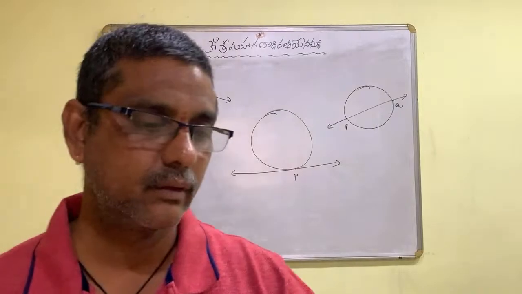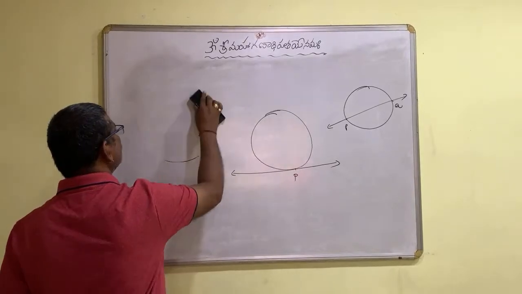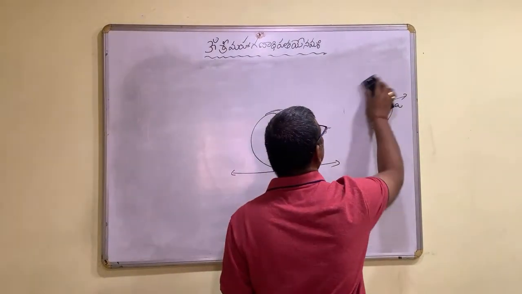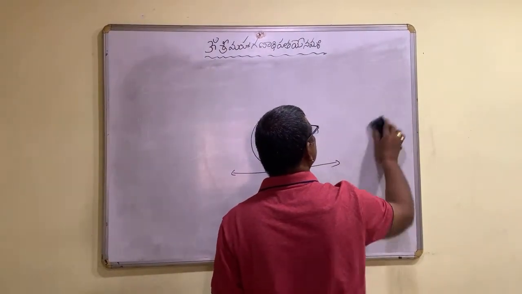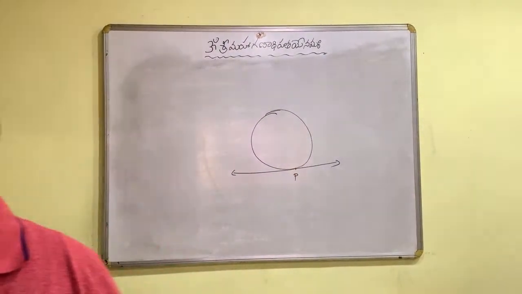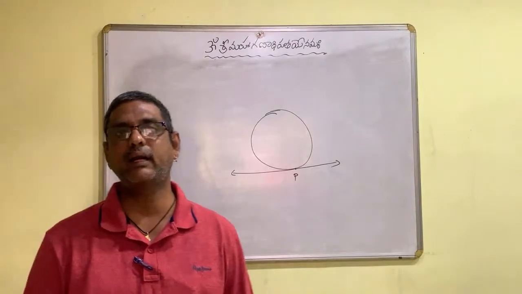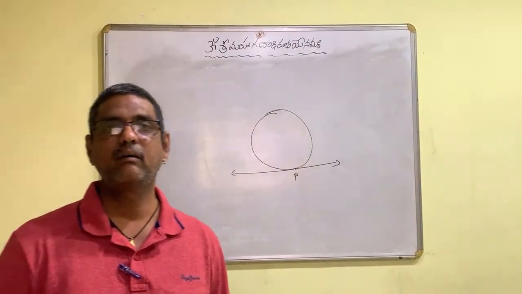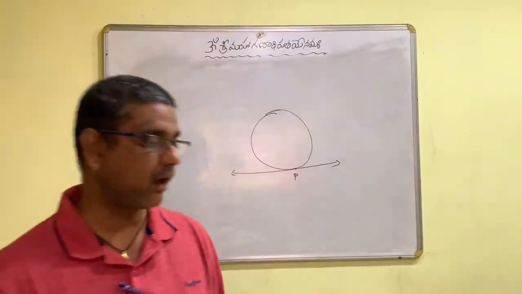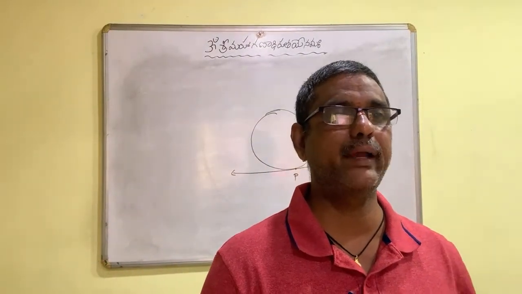Okay. Now, I am going to rub these two cases. And we are left with only this case. A circle and a line both are intersecting at one point. Or you can say that a line and the circle both are having 1 point in common.